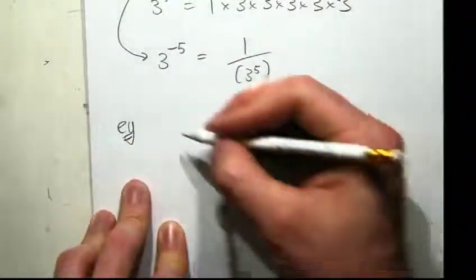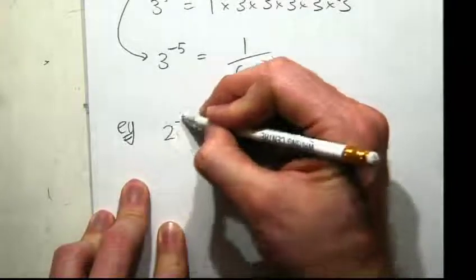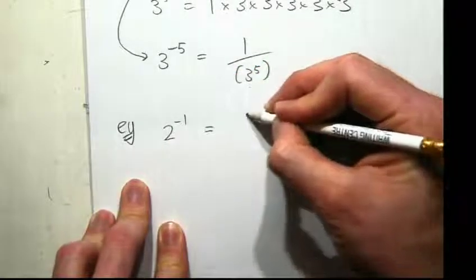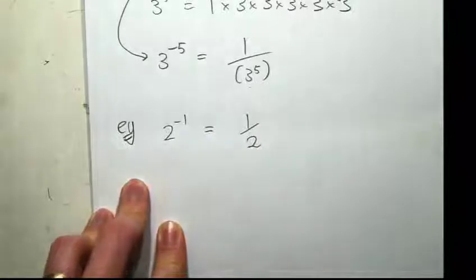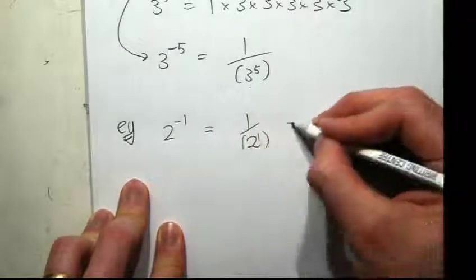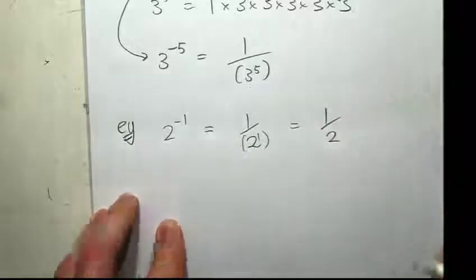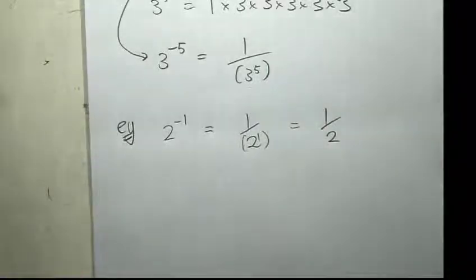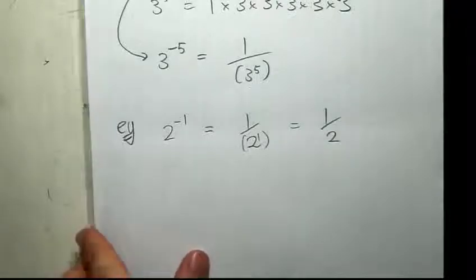So the classic example is to say that 2 to the minus 1 is a half, because it's the same as 1 over 2 to the power of 1, and 2 to the power of 1 is just 2. So anything to the minus 1 is just 1 over that number. And all the other numbers can be filled in between. Okay? So you can write these rules in algebra speak.